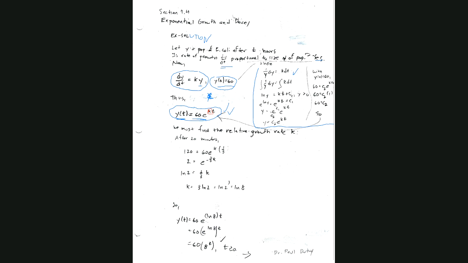So I'm going to replace the y of t with 120. And what t would I put in there? Am I going to put in 20 for t for 20 minutes? Or am I going to use a different value for t?